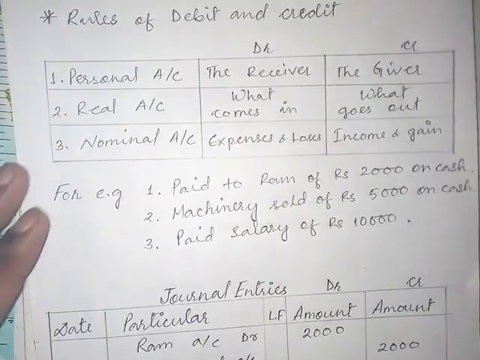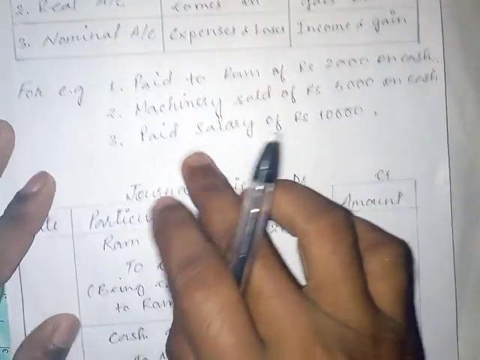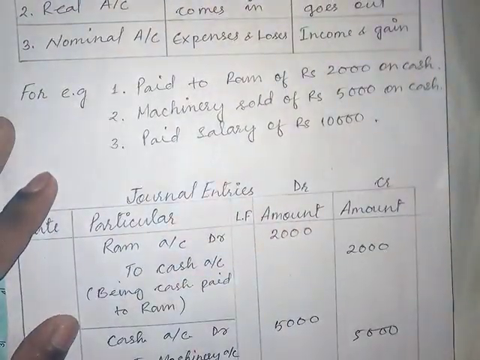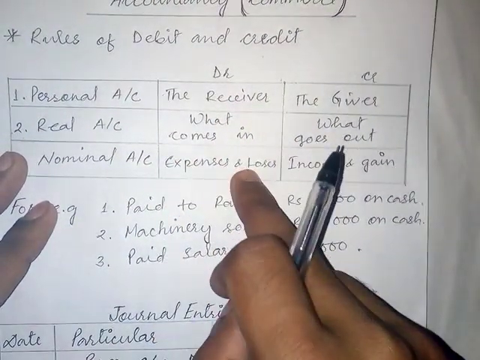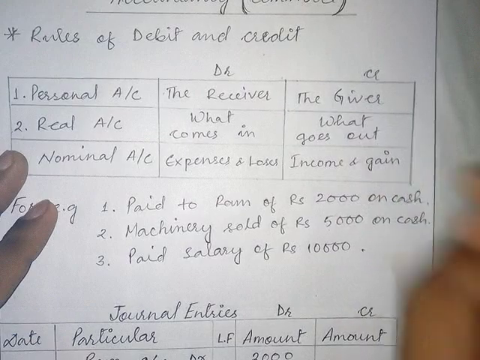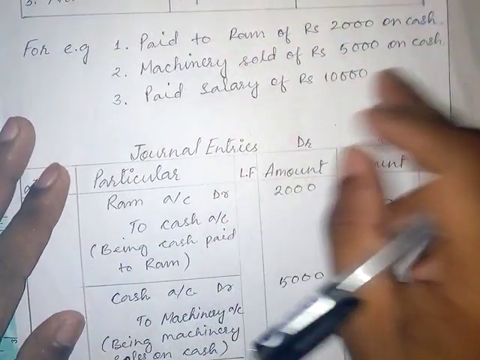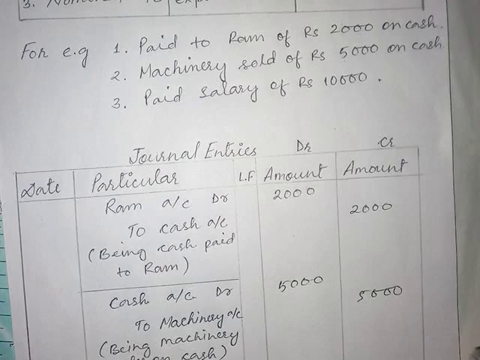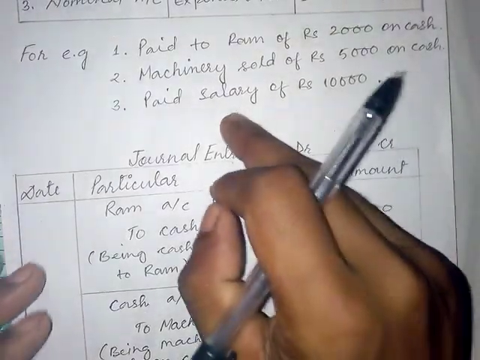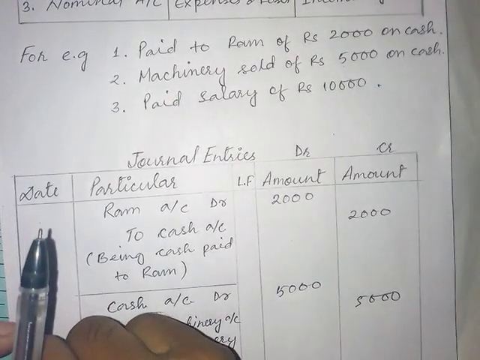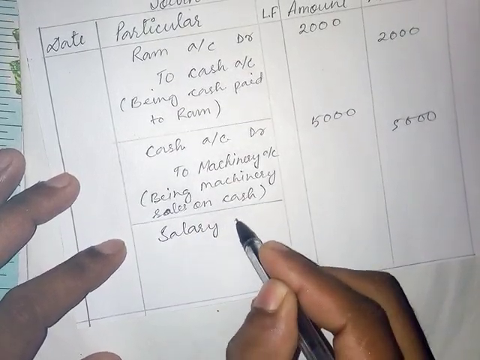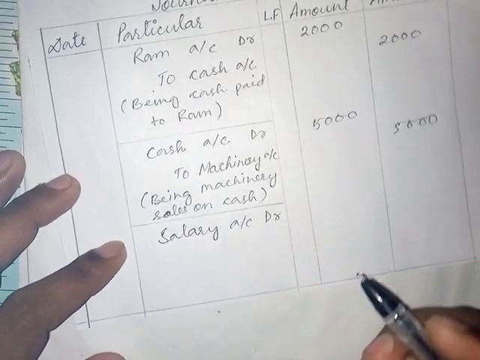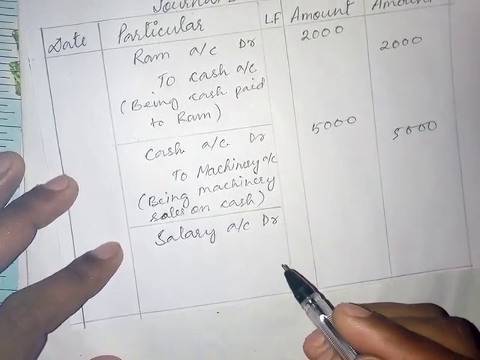Now number 3, the nominal account. The rule of nominal accounts: debit means expenses and losses, credit means income and gain. Here: paid salary of rupees 10,000. You have paid salary of rupees 10,000. For you, the salary is a loss, right? That is why you pass the entry this way: the salary account debit. You have paid the salary.